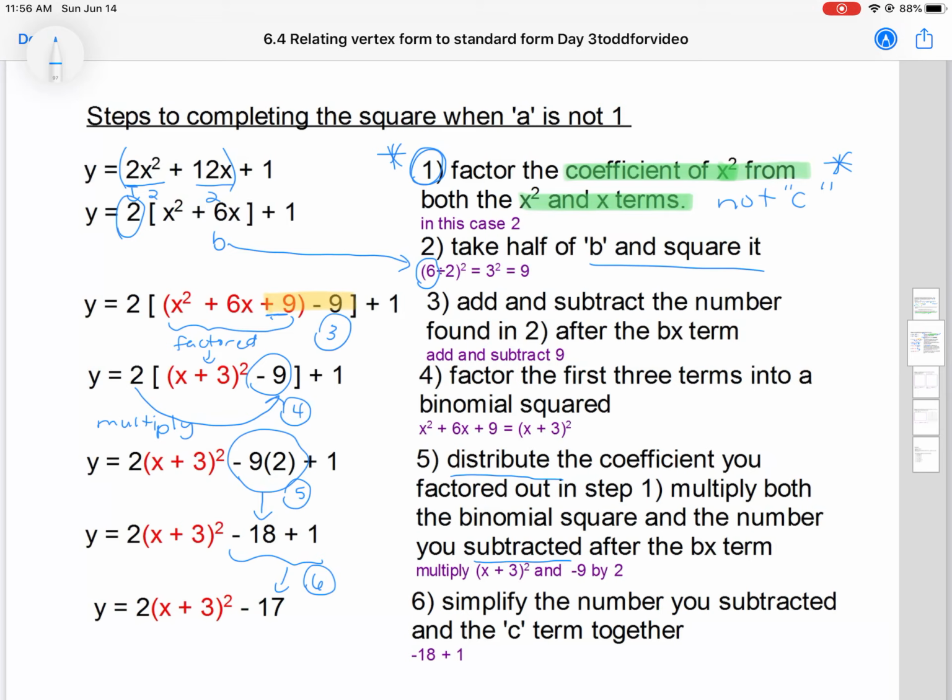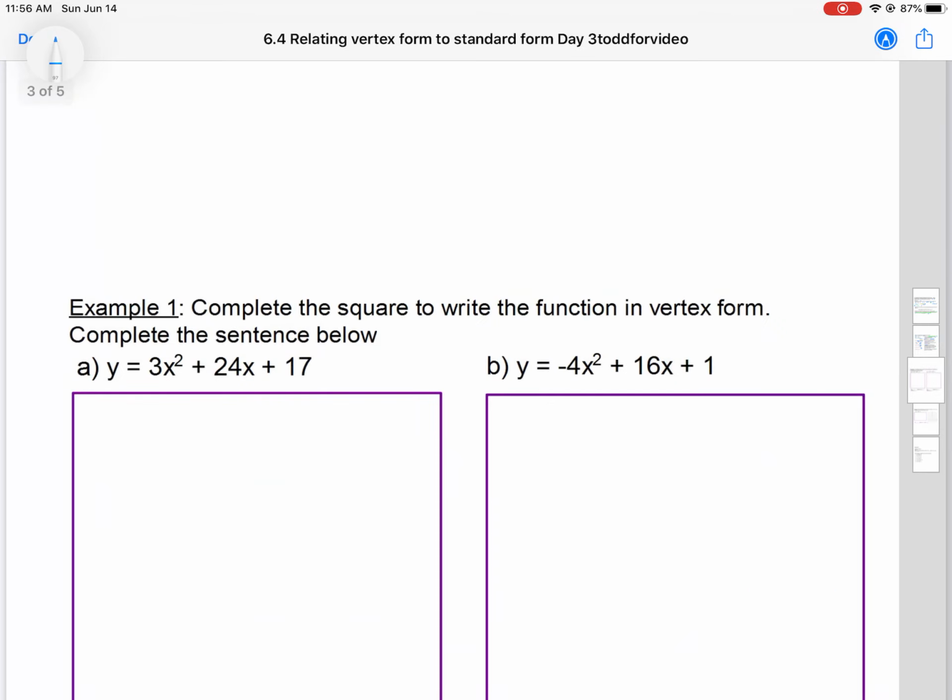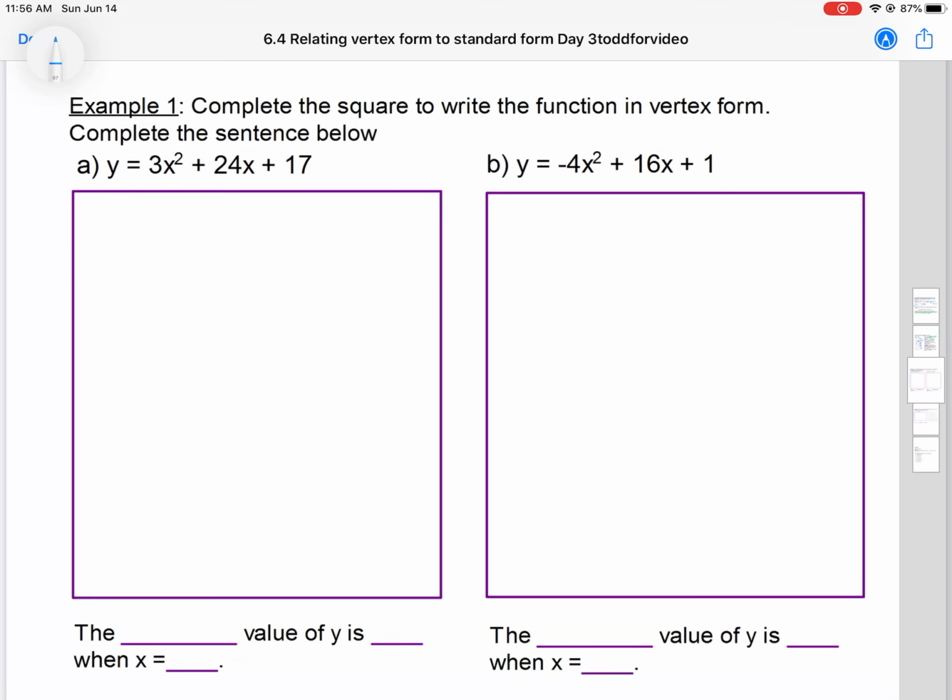Okay, so let's do some more examples that aren't filled in. We're going to do both of these, and then we're going to continue talking about the optimal value, like maximum, minimum, what the vertex is, because remember we're trying to get to vertex form, which is going to be important when we do word problems in 6.5. Okay, so we are going to common factor, right? So step number 1.